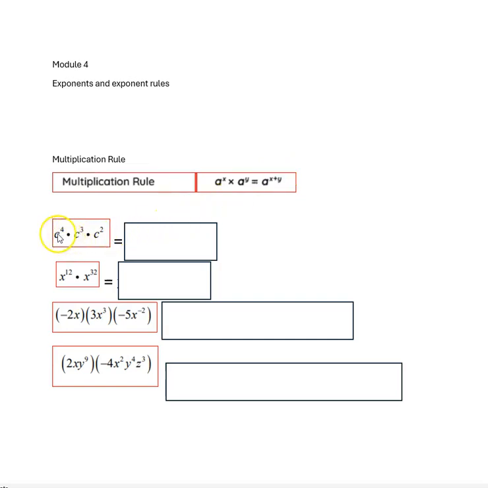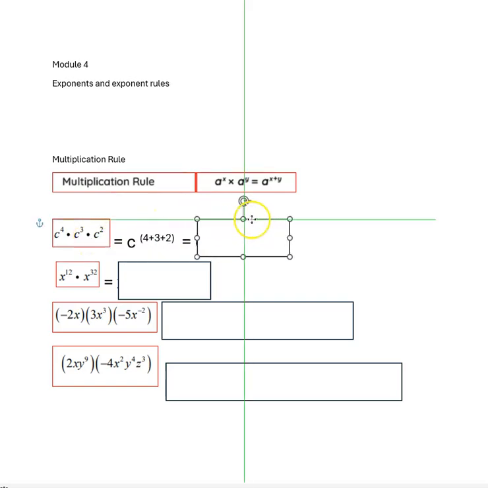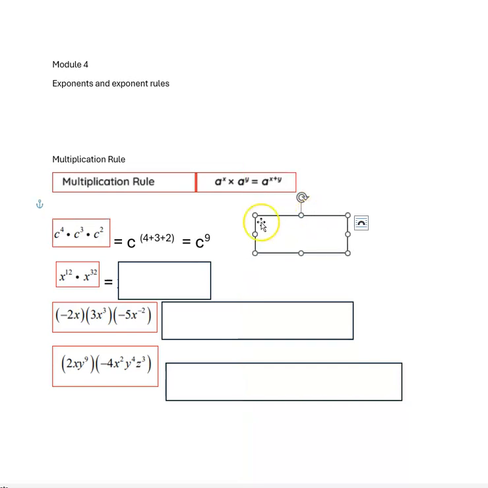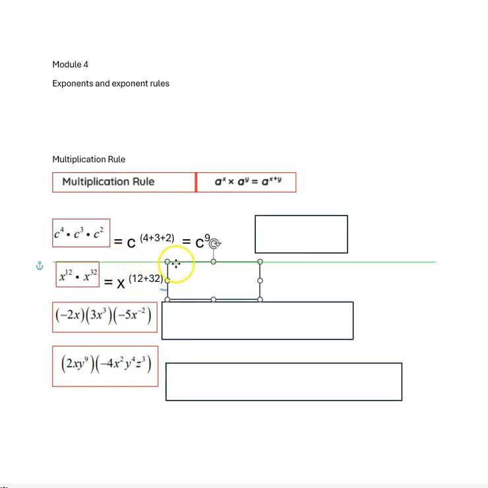For example, c to the fourth times c to the third times c to the second. All we would do is add the exponents, and we get c to the ninth. Now, if there was some number in place of c, we would put it to the ninth power. This one, x to the 12th times x to the 32nd. Think to yourself what we would do. Yep, you would add those exponents and get x to the 44th power.